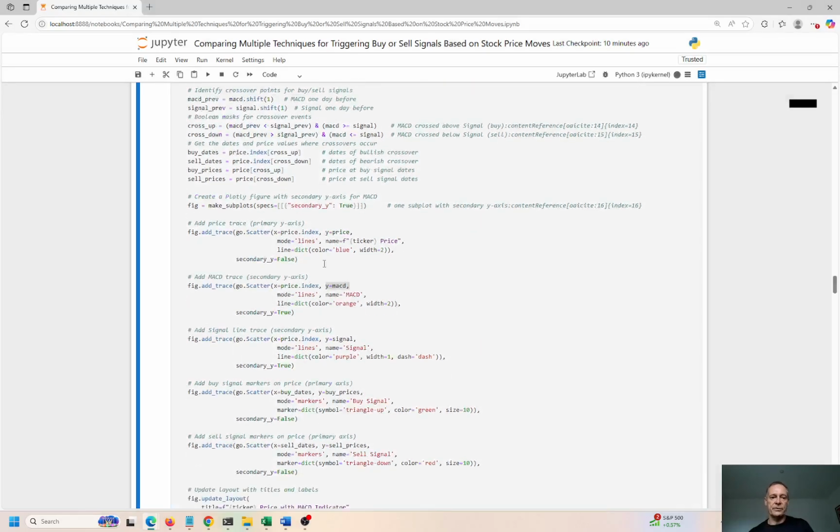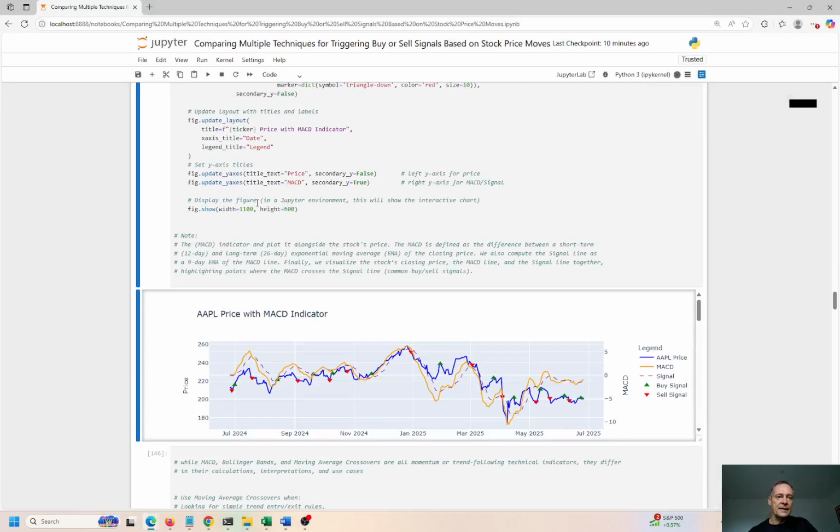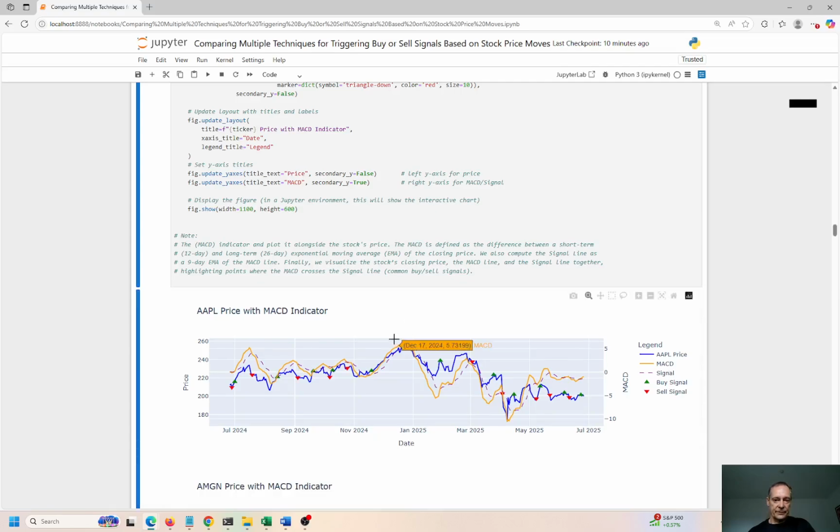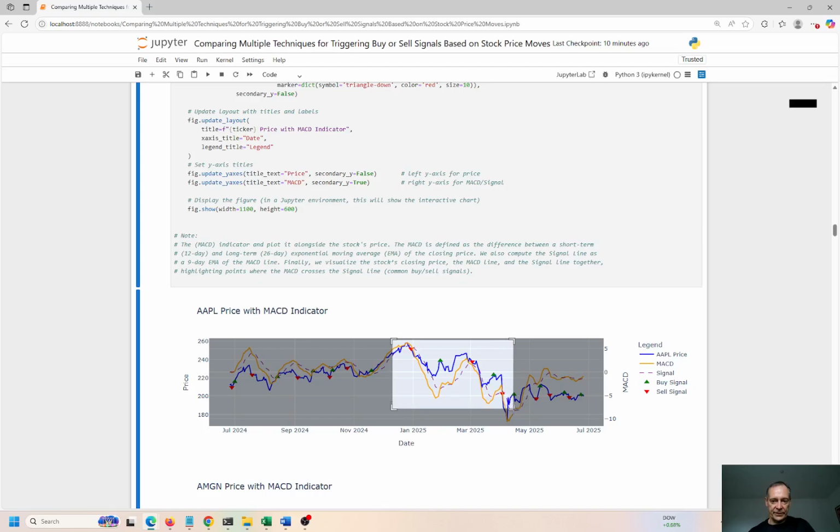Hit Control Enter to refresh the cell. Takes a couple seconds. Now we have the actual stock price in blue, MACD, the signal, and then the buy signal or the sell signal. Okay, so let me expand this as soon as it's done. So if I zoom in a little bit here, you'll see the buy and sell signals.